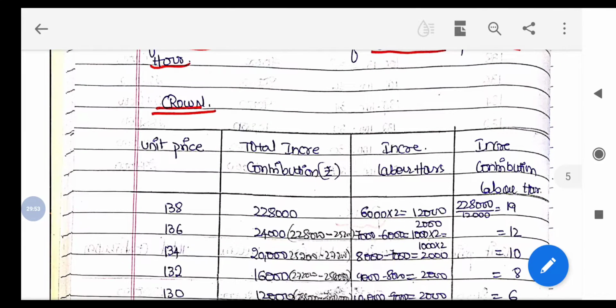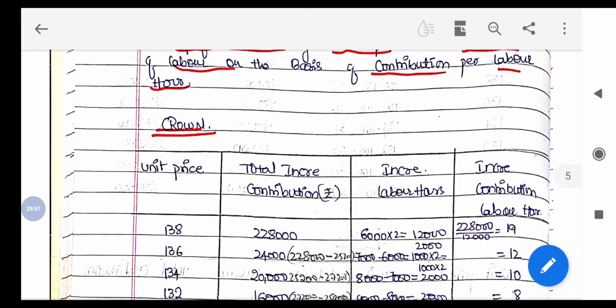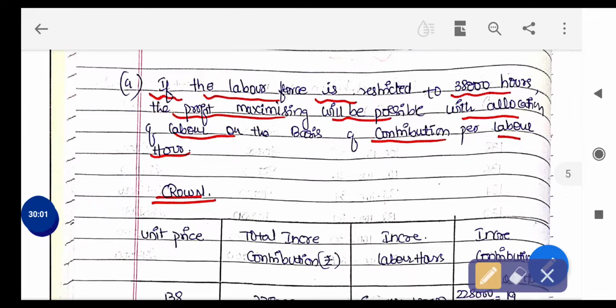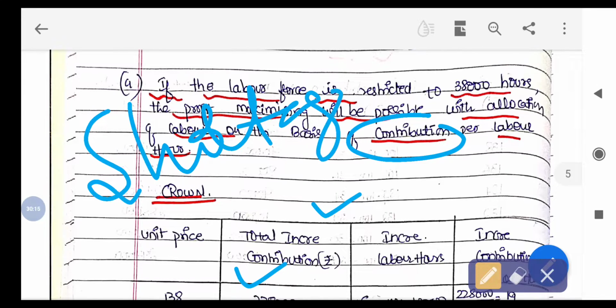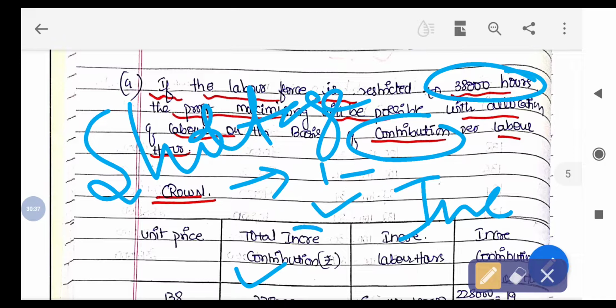So first of all, for crown. As we have already calculated the contribution, in this case we have to calculate the incremental contribution. Why are we calculating it? Because we have a shortage of labor and only 38,000 hours, so we deduct from one unit price, from one contribution to the next contribution, what the increment is. From one unit price, this is the contribution, and at the second unit price, what portion of increment are we getting? That is what is meant by the basis of contribution per hour.